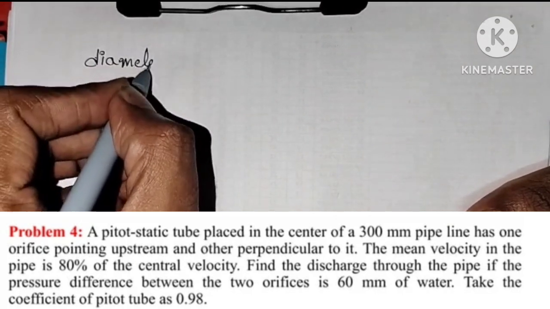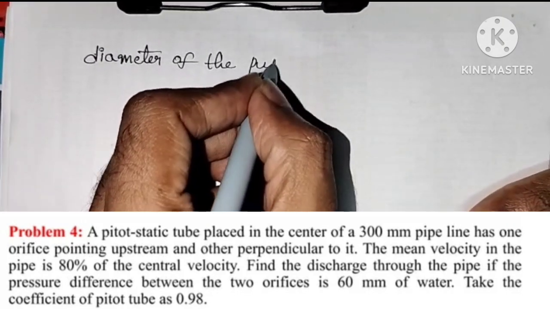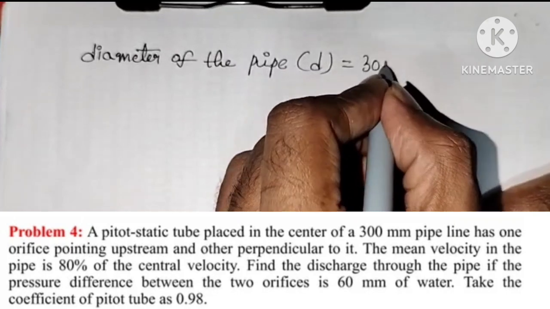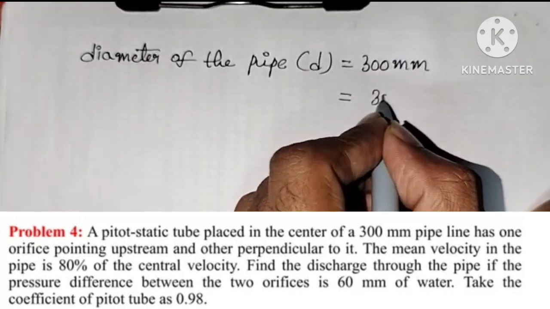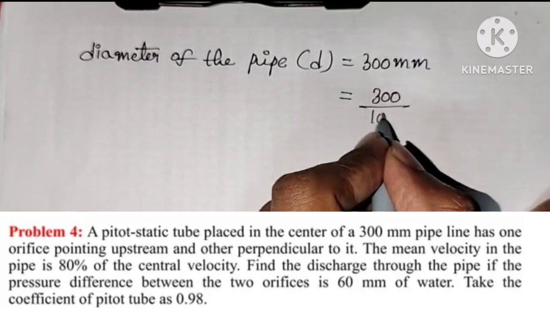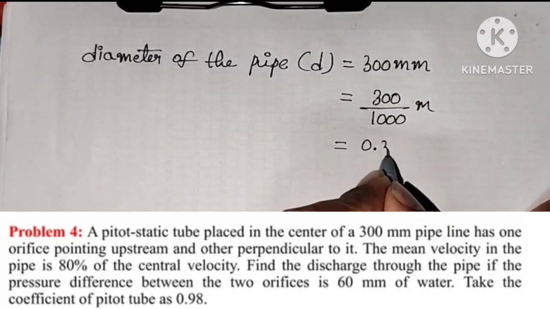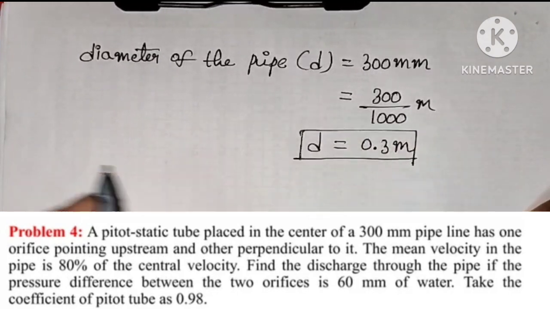So here is given the diameter of the pipe. Diameter of the pipe D is equal to 300 mm. Let us convert it into meters. We know that 1 mm is equal to 1 by 1000 meters. So 300 by 1000 is 0.3 meters. So the diameter of the pipe is 0.3 meters.